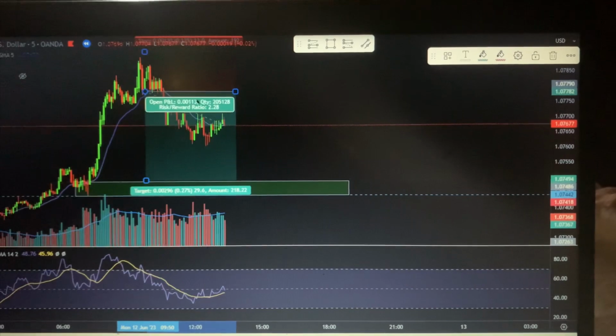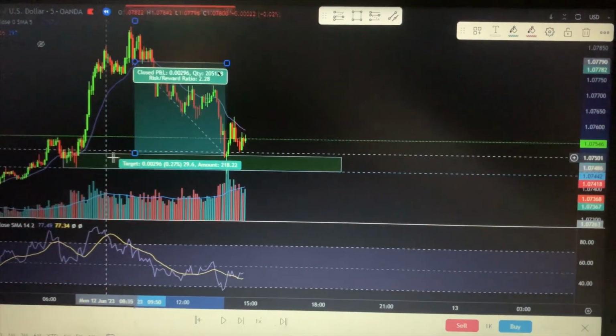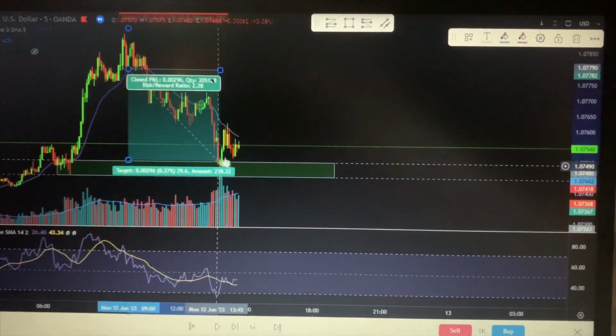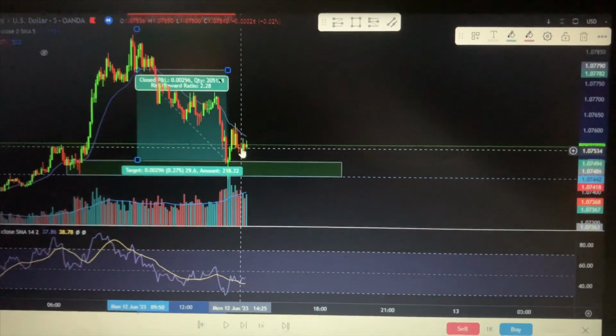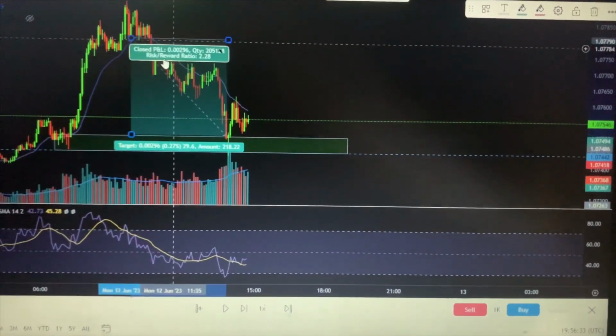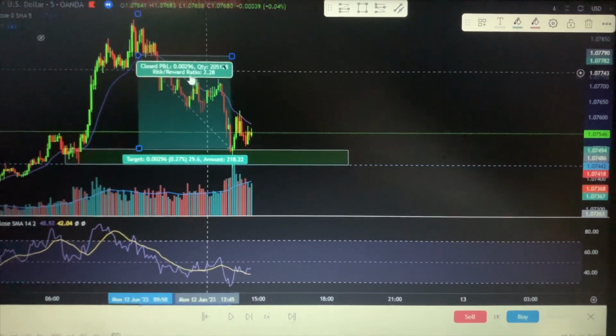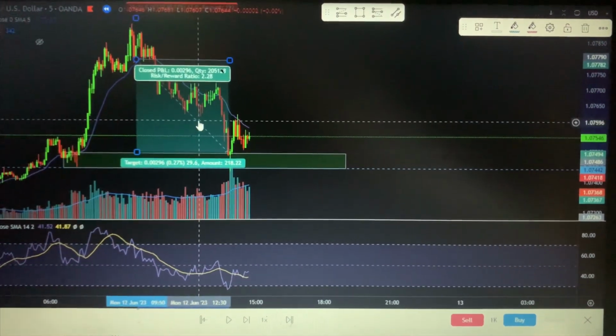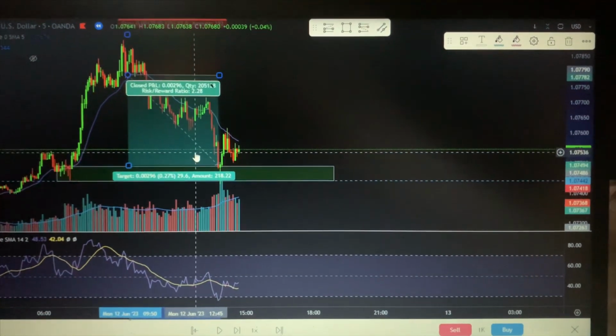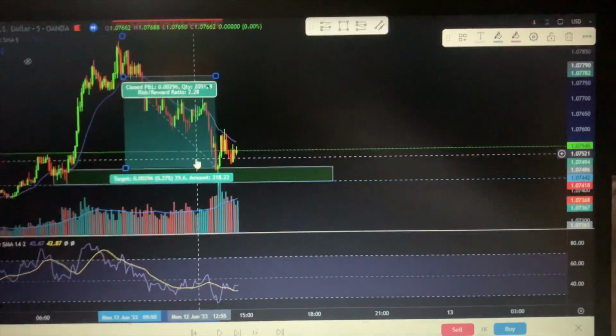Okay, so just a little time has passed, and as you can see right here, the market did come right back to that zone that we marked earlier, which of course was our aim, and that would have been a 2.28 risk to reward ratio, and about a 29.6 pip win.